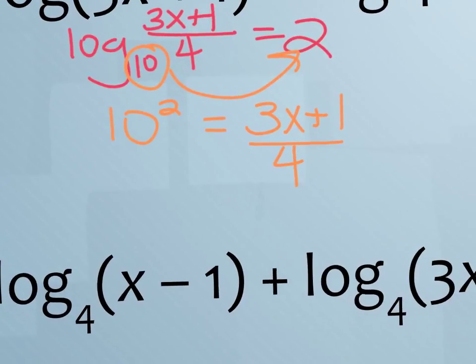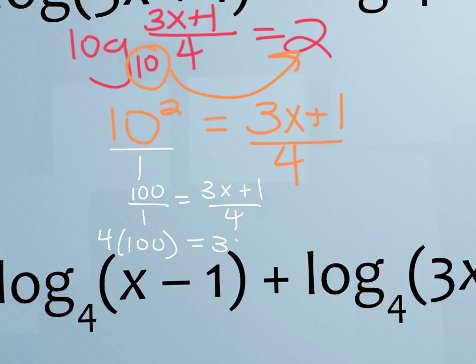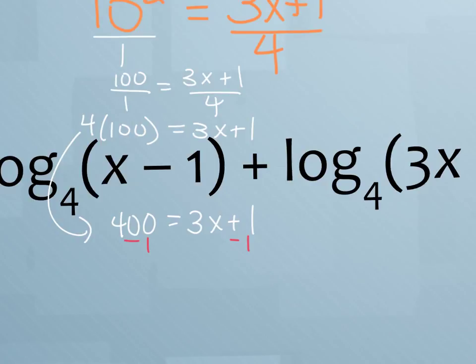If you're better at seeing proportions and cross multiplying, I can add the over 1 here. Then this would be 100 over 1 equals (3x plus 1) over 4. And I can cross multiply that. 4 times 100 would equal 3x plus 1. Continuing down here, 400 would equal 3x plus 1. Subtract the 1. 399 equals 3x. Divide by 3. And x equals 133.